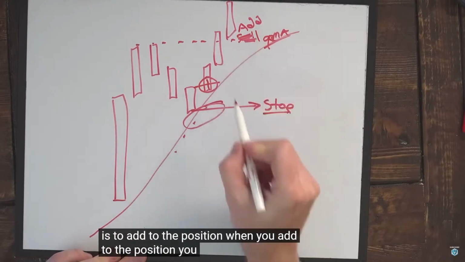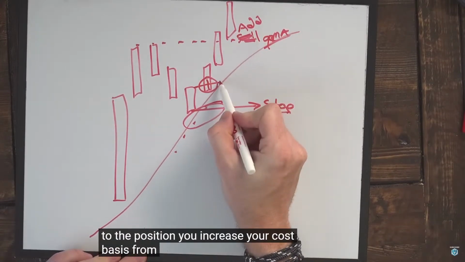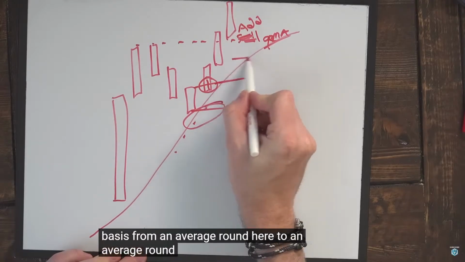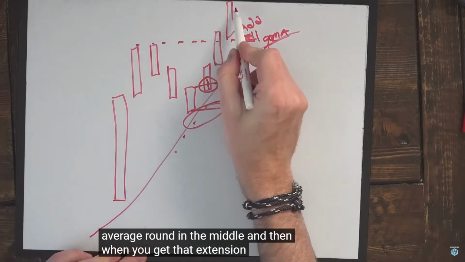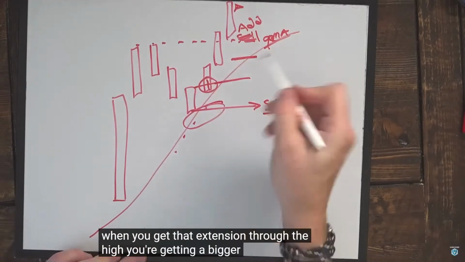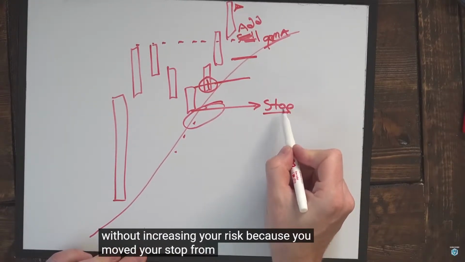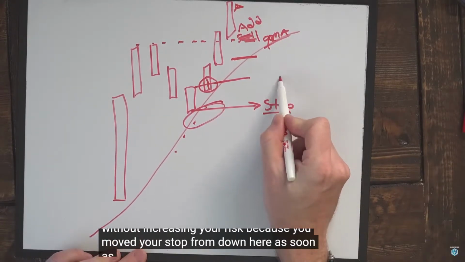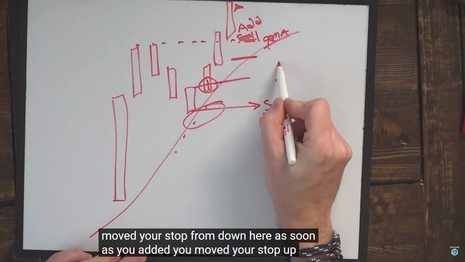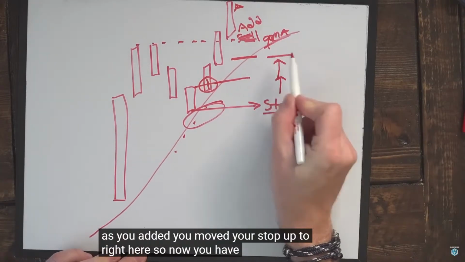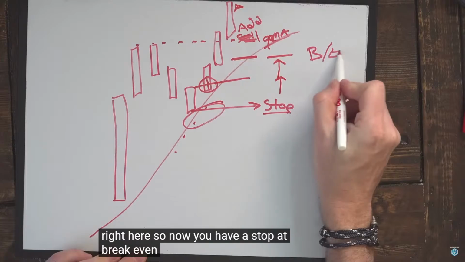When you add to the position, you increase your cost basis from an average around here to an average around the middle. And then when you get that extension through the high, you're getting a bigger winner without increasing your risk, because you moved your stop from down here. As soon as you added, you moved your stop up to right here. So now you have a stop at break even.